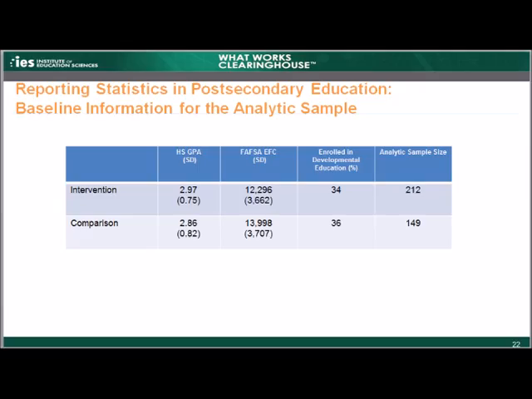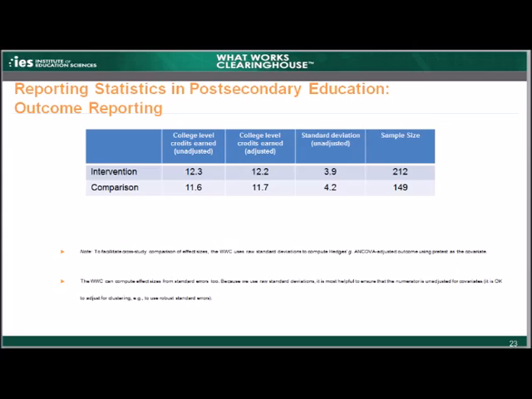Okay, and related to what Jeff just discussed on baseline equivalence, let's turn to the reporting of outcome analyses. On the slide, we see the authors have provided descriptive statistics for each group separately. In addition, the study authors provided the adjusted means, maybe from an ANCOVA or regression model, as well as the unadjusted means. The key is that the authors provided the raw standard deviations.